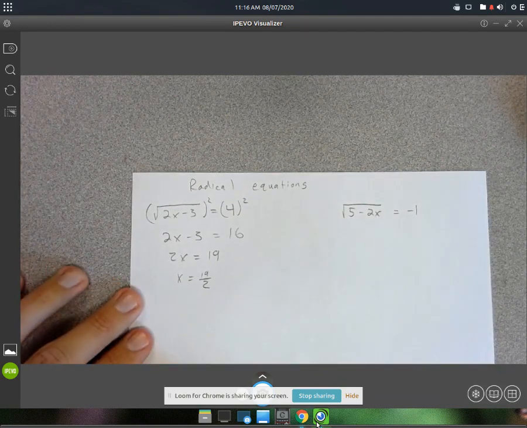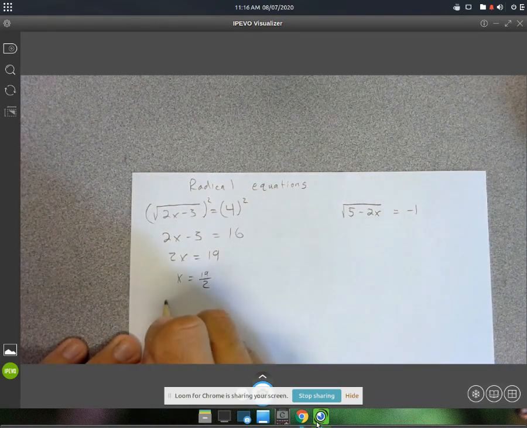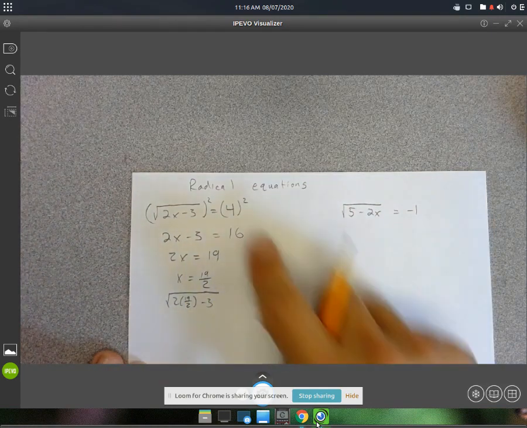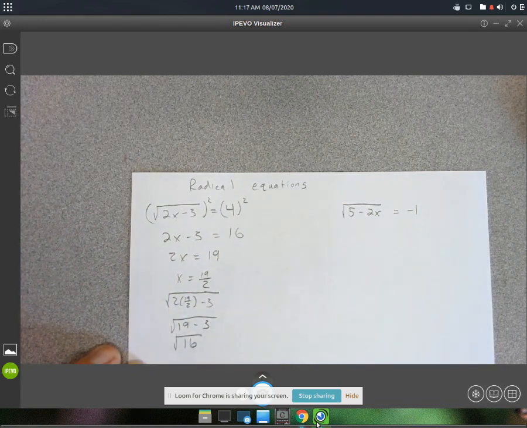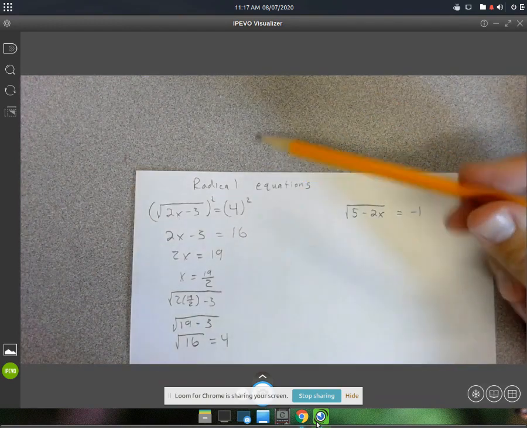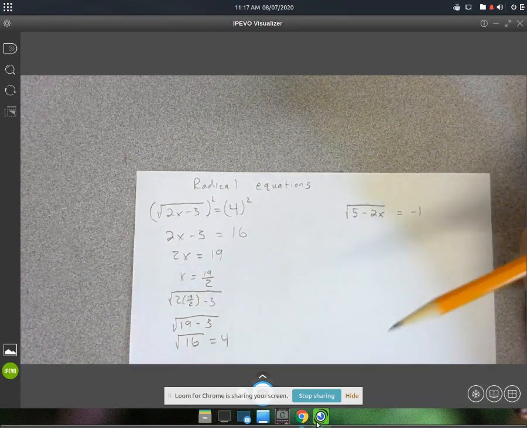Now you do need to check your answers, all right? So let's plug 19 over 2 back in for x. So the square root of 2 times 19 over 2 minus 3, and hopefully we get 4, right? 2 times 19 over 2 is just 19. The 2's cancel. Minus 3, you get 16, which does equal 4. So because you plugged it back into the original and it actually gave you what the original had, it does work. It is a solution.